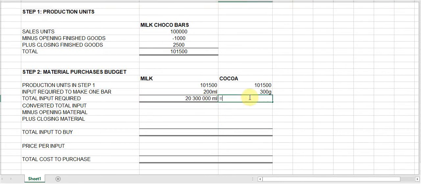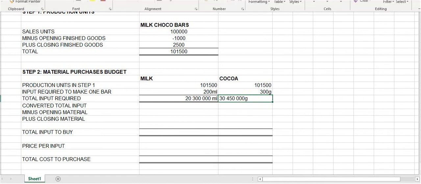That's quite a bit of milliliters, of course. Then I'm also going to multiply in order to get to the total input for the cacao. So that's 300 grams times 101,500 production units of bars, and I get 30,450,000. So again, I'm just going to type 30,450,000, and that is grams.